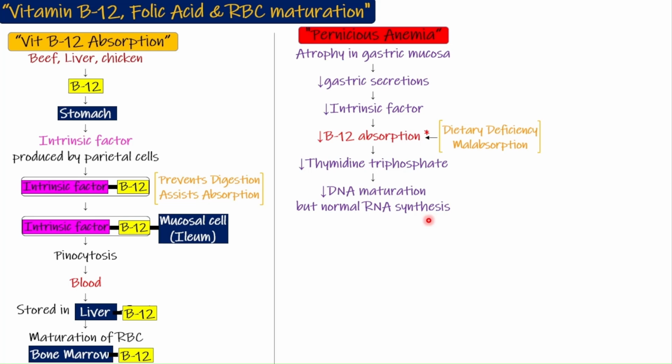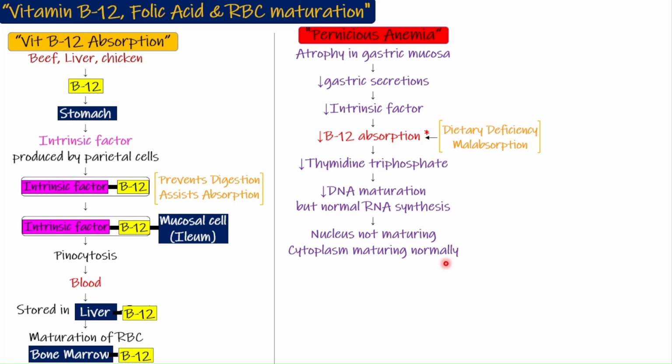So the main component of the nucleus, the DNA, is not being matured, whereas the synthesis of the RNA, and from the RNA, the protein synthesis inside the cytoplasm is taking place well. So what is going to happen? The nucleus is not maturing, whereas the cytoplasm is maturing normally. So it means that the size of the nucleus is not growing at the normal pace, whereas the size of the cytoplasm is growing at the normal pace.